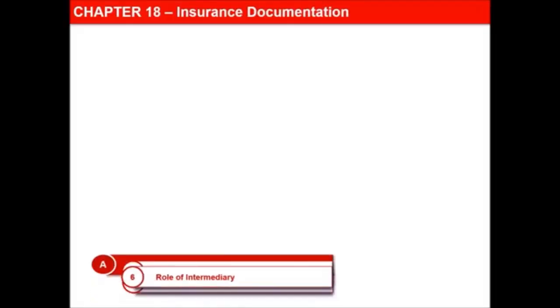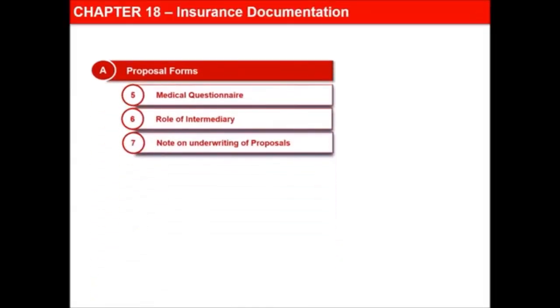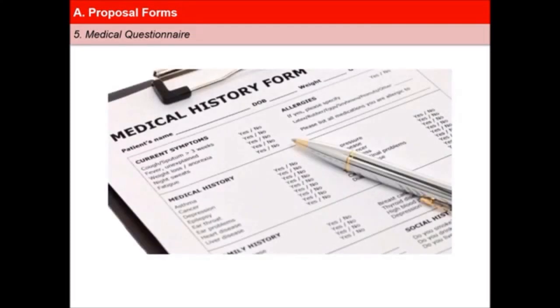In this next video of the lesson, Insurance Documentation, you will learn about some more proposal forms. In case of adverse medical history in the proposal form, the insured person has to complete a detailed questionnaire related to diseases such as diabetes, hypertension, chest pain, coronary insufficiency, or myocardial infarction. These have to be supported by a form completed by a consulting physician.